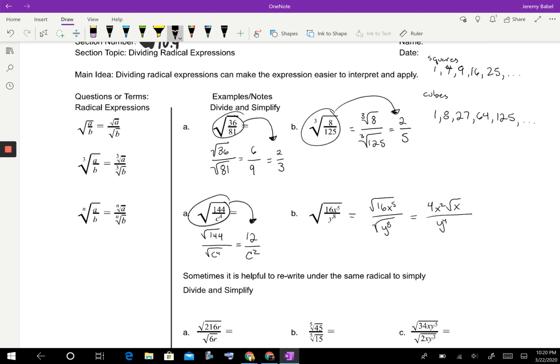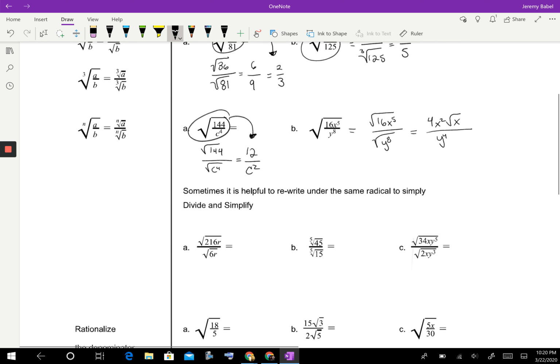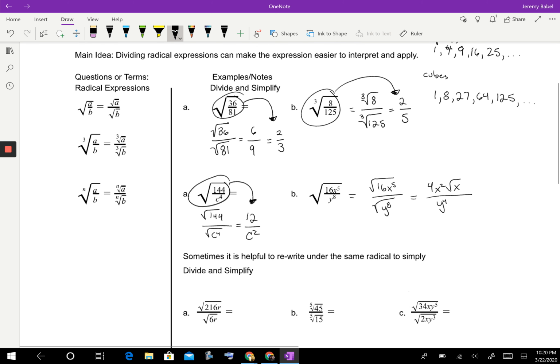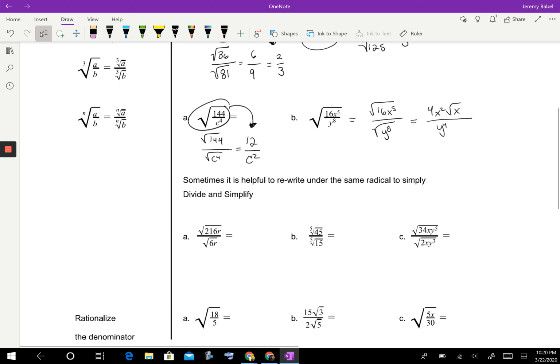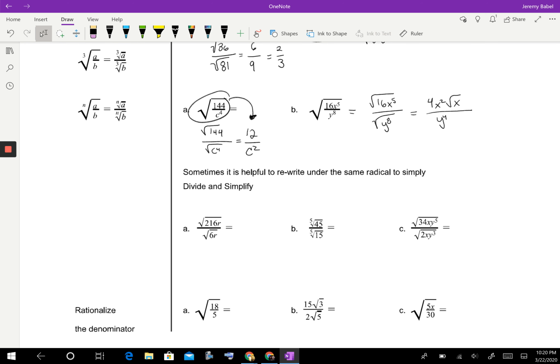So maybe it doesn't look as simplified as, say, 2/5 does, but we've removed the square root from at least the denominator. And that's really what we're looking at in this section down here, where we're rationalizing the denominator, removing square roots from there. Sometimes it's actually helpful to rewrite the fraction of 2 square roots as a single square root, under a single radical, because it might help things simplify a little bit. So let's do that here.